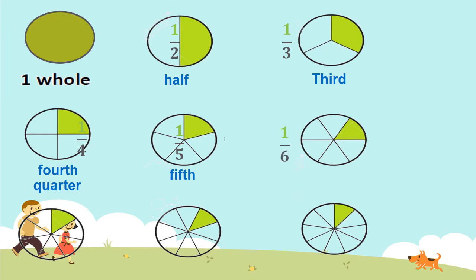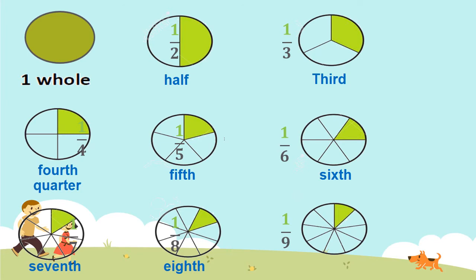The next, it's 1 over 6. It's sixth, with TH. And then I divide this circle into 7 equal parts. So each part is called a seventh. Then eighths. Then ninths. And so on.